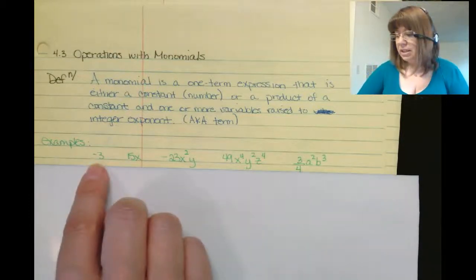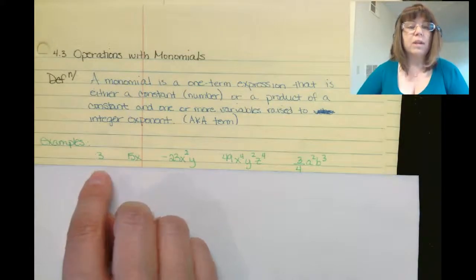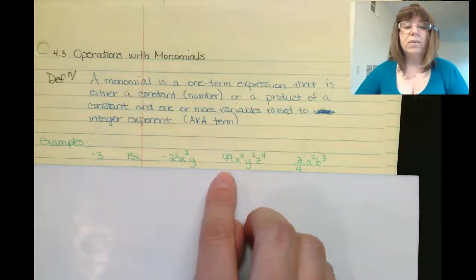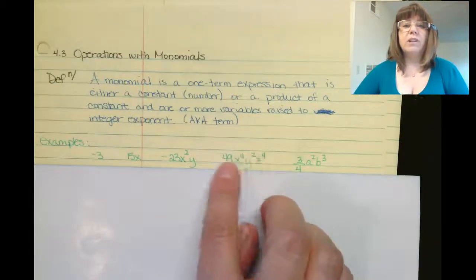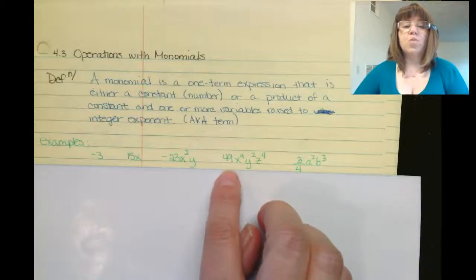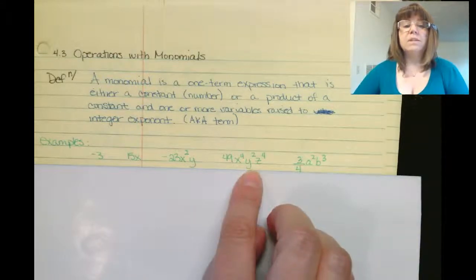Every single one of these, like a -3 or even let's say 49x to the fourth y squared z to the fourth, the only operation that's going on here is multiplication. That is one term. Where it becomes more than one term is when we include addition or subtraction.